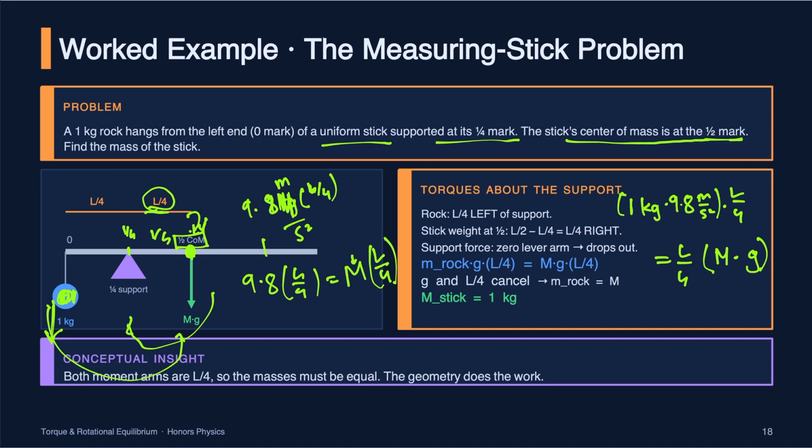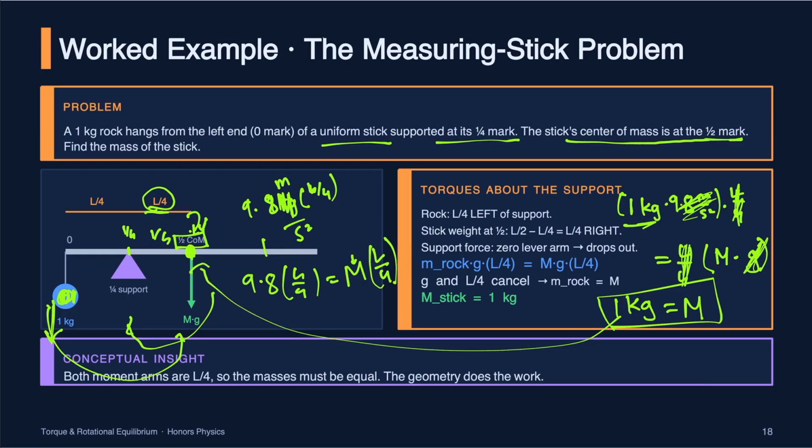So what we can do here is cancel out the L/4 and the g's. And what are we left with? 1 kg is equal to m, which is the mass of the stick. So that's how you'd solve problems like that, okay? That involve rotational equilibrium. And they're asking you more about each block and stuff.